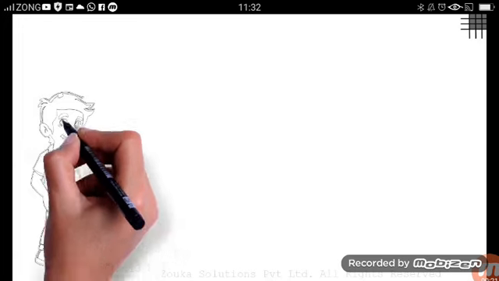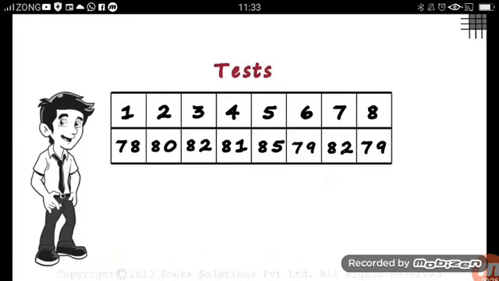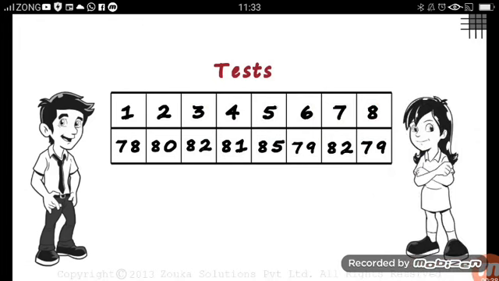Meet Zen. He has given 8 algebra tests this year, and these are his scores. In the first test, he scored a 78. In the second one, he scored an 80, and 82 in the third, and so on. So one day, Zara asks him about his performance in algebra.